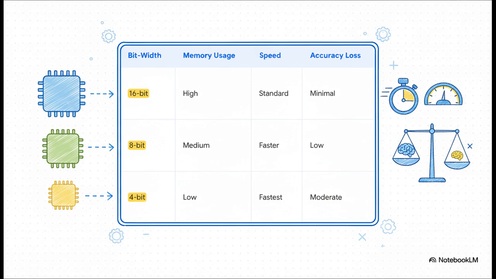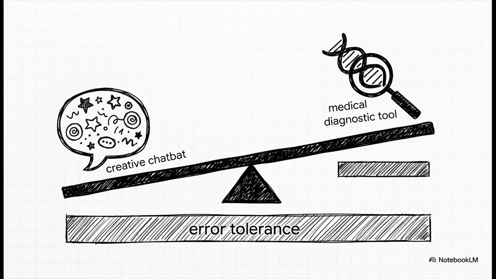By simplifying all those numbers, you might lose a little bit of the model's nuance. For 8-bit, that loss is often tiny, almost unnoticeable. But when you get down to 4-bit, it can start to become more significant. So, here's the crucial takeaway. There is no single best option. It all depends on your project. If you're building a fun, creative chatbot, a little bit of error might be totally fine. It might even make things more interesting. But if you're building, say, a medical diagnostic tool, then accuracy is absolutely everything. You have to match the level of quantization to what your project actually needs.